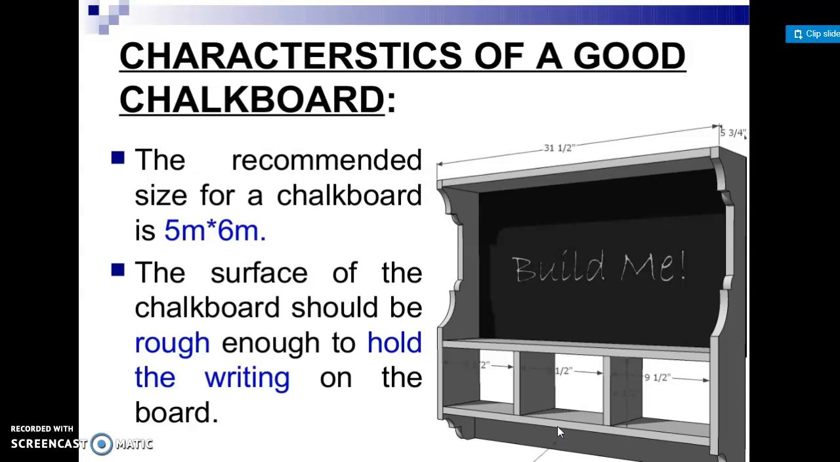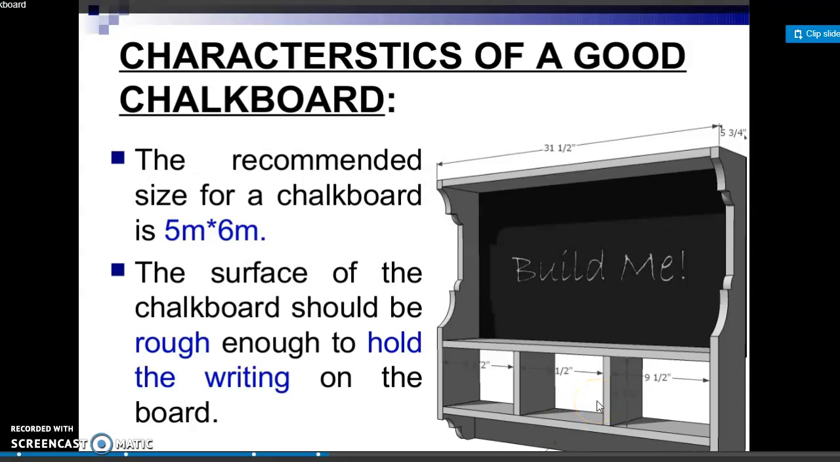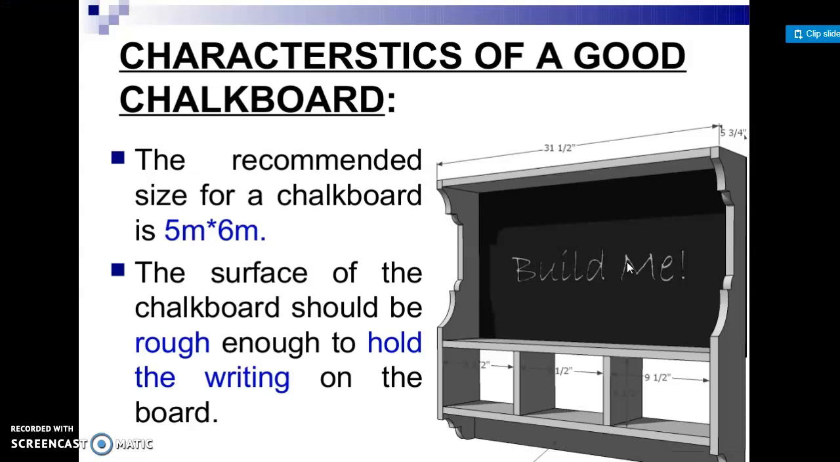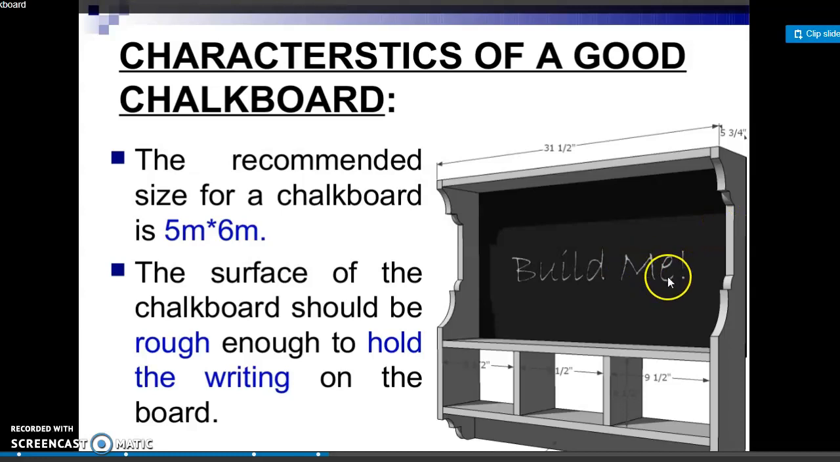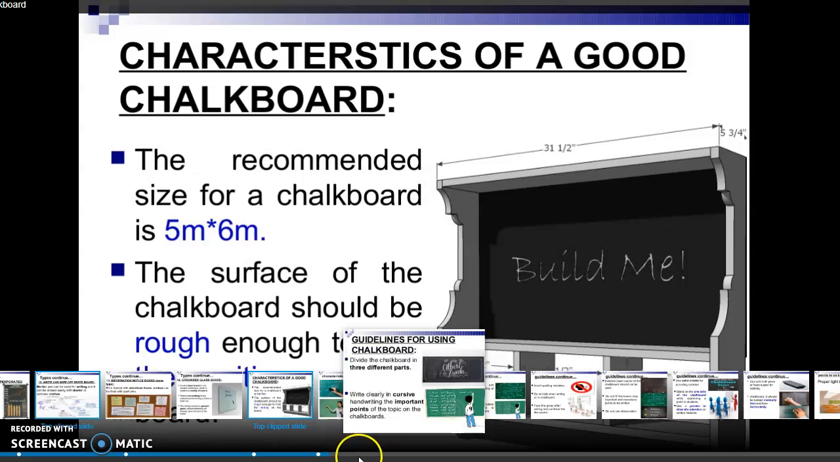Today's lesson topic is using the blackboard in the classroom. Just at the beginning of our presentation, I want to give some characteristics of a good chalkboard. The size for a chalkboard is 5 or 6 meters. And the surface of the chalkboard should be rough enough to hold the writing on the board.